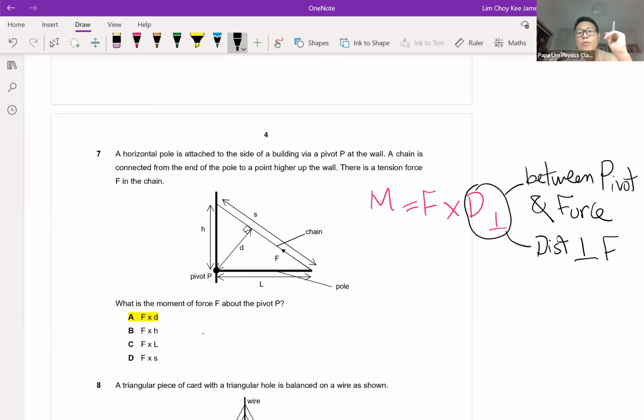For locating perpendicular distance, there are certain techniques. The technique I have illustrated in my moments video, which is under chapter 5, under 5.1 or 5.2. If you're not sure about that method, refer to the video in chapter 5 in my playlist. I go through it in quite some detail in that section, so just refer to it if you need to. Now for this case here, I'm looking at force F. Where is force F?